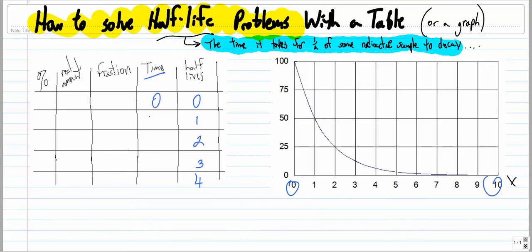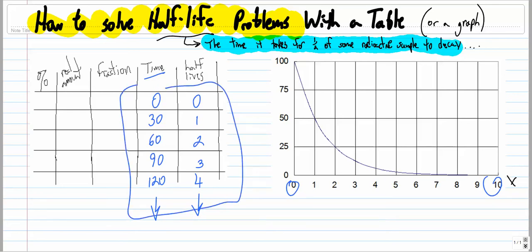So after 1 half-life, that would be 30 seconds, and then 60 seconds, and then 90 seconds, and then 120 seconds. And you could keep taking either of these columns down as far as you needed to. But please notice that these numbers are changing linearly. And that was what I talked about on the x-axis.